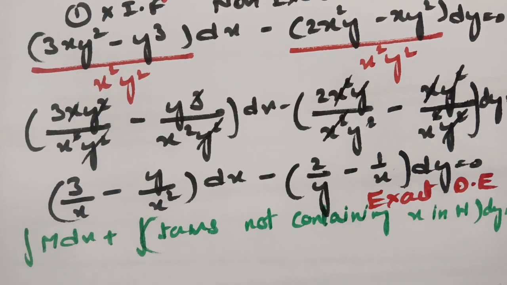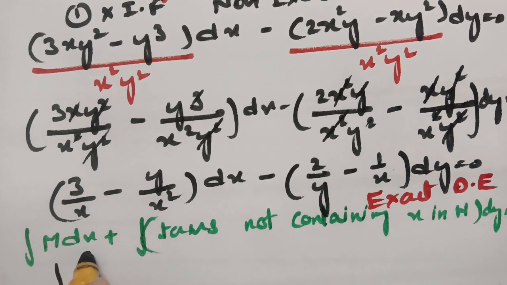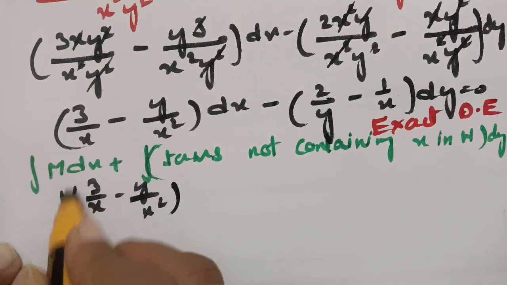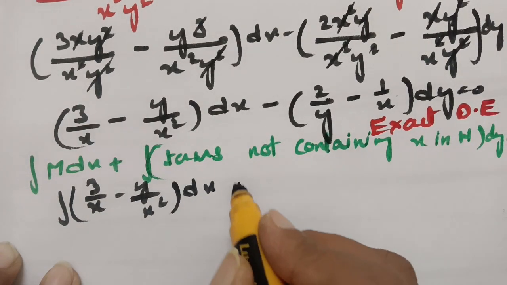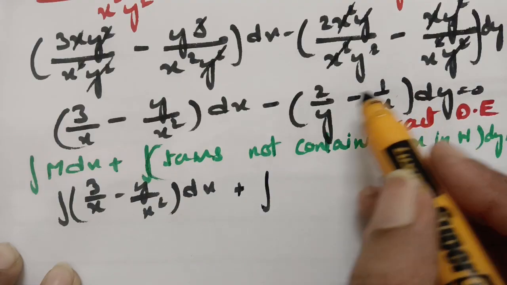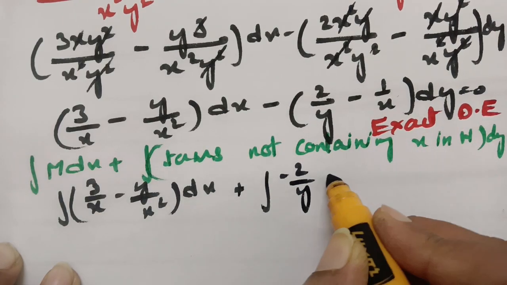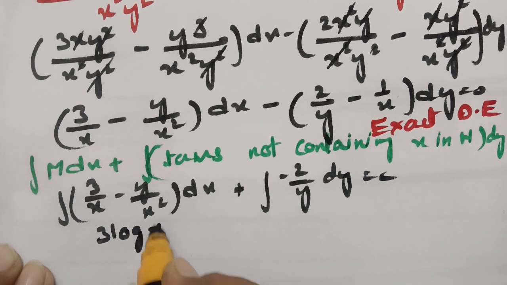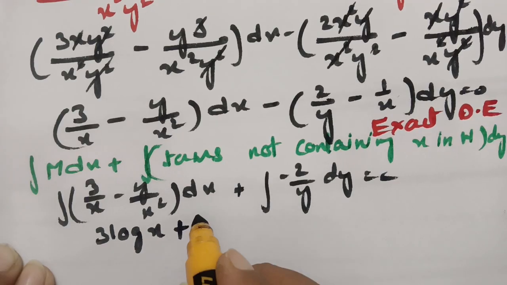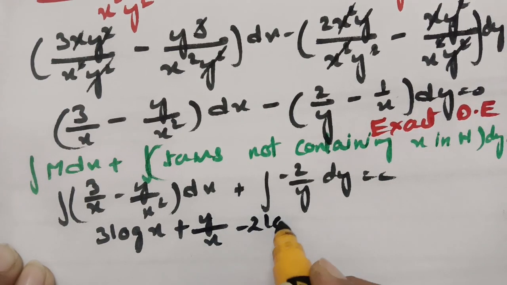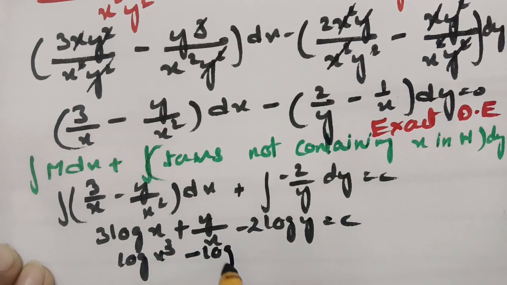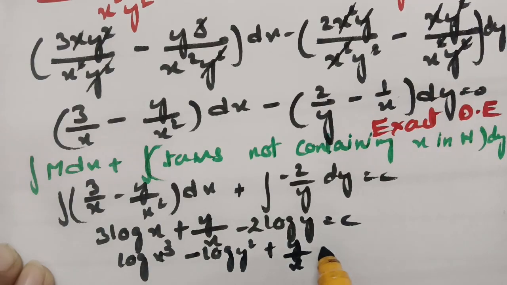Now this is M, and this value is nothing but 3 by x minus y by x square into dx, plus the terms not containing x. There is an x term here and a term which does not contain x: 2y is equal to c. Therefore, this value is nothing but 3 log x, so minus 1 by x square gives plus 1 by x, y by x, minus 2 log y is equal to c. So this is going to become log x cube minus log y square plus y by x is equal to c.